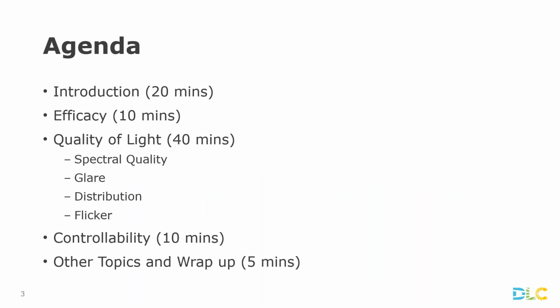Let's begin with the agenda. We're going to start with an introduction before going into each individual topic that was proposed as part of version 5.0. This will include a discussion of the efficacy proposal, the quality of light proposals, and the controllability proposals before concluding with a discussion of other topics and a wrap-up and next steps.